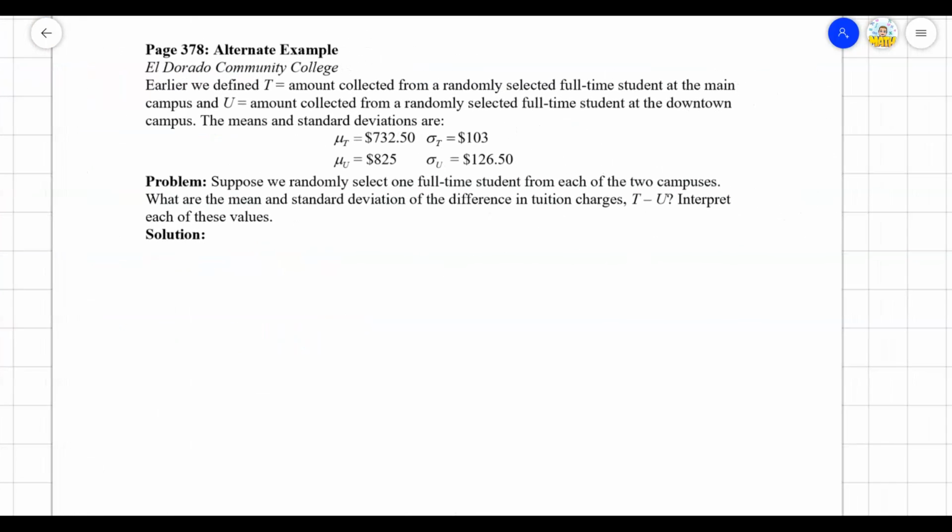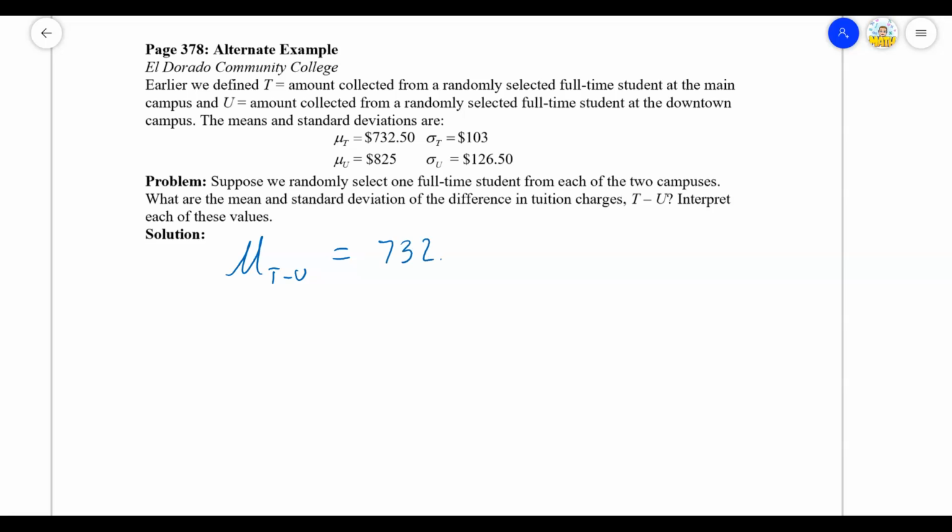So here we go now. Again, they're giving us our parameters. We don't have to look at those tables or calculate any of these anymore. We have a student from the two campuses, and we're going to take the student from one campus and subtract the student from the downtown campus from that. So again, the mean of this difference should be intuitive. We should expect this to be a negative number. At the one campus, on average, a student is going to be paying $732.50, and at the other campus, they're going to be paying $825. If we do this many times, if we keep selecting two students and subtracting them, what will the average difference be? It will be the difference between those two means.